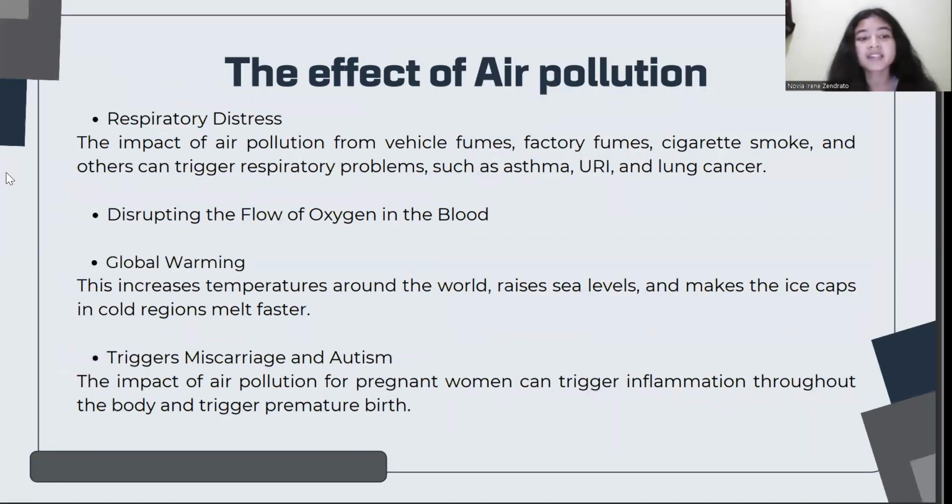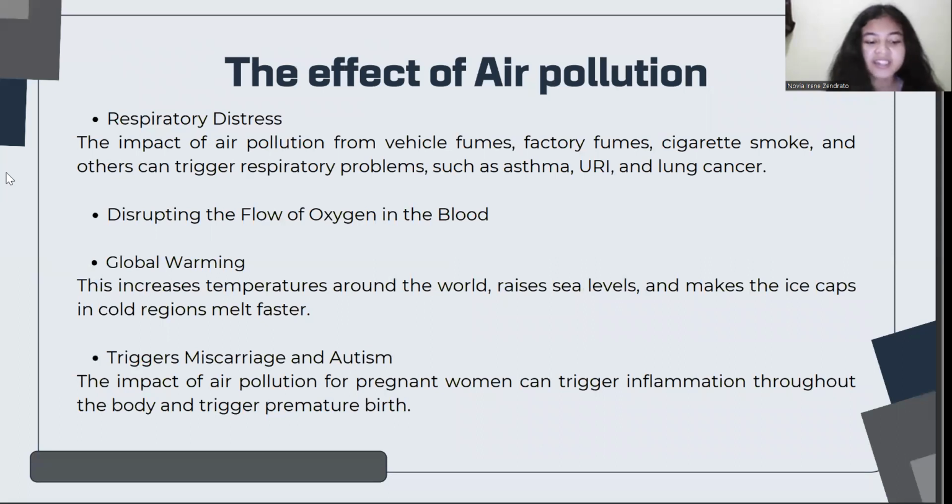The next is the effects of air pollution. There are so many effects of air pollution, actually, for our health. So the first one is respiratory distress. The impact of air pollution from vehicle fumes, factory fumes, cigarette smoke, and others can trigger respiratory problems such as asthma, URI, and lung cancer.